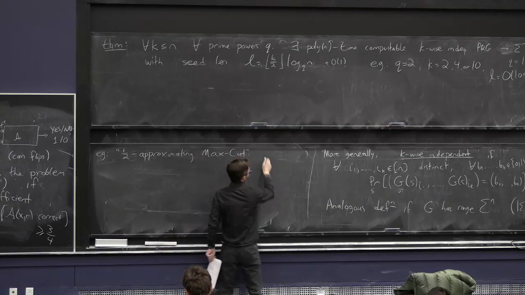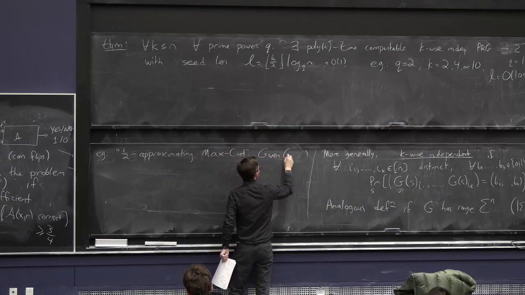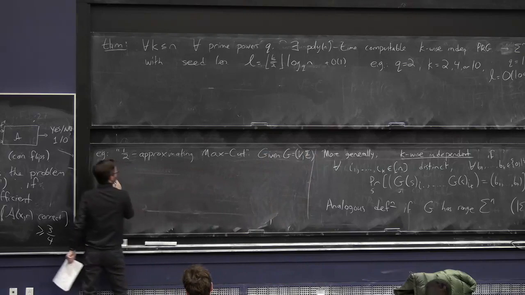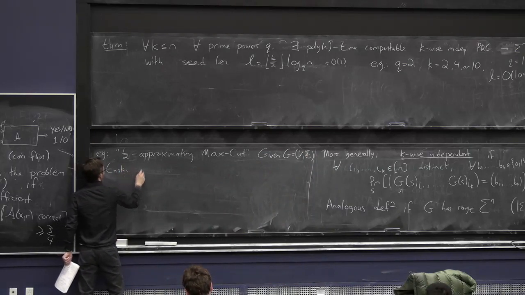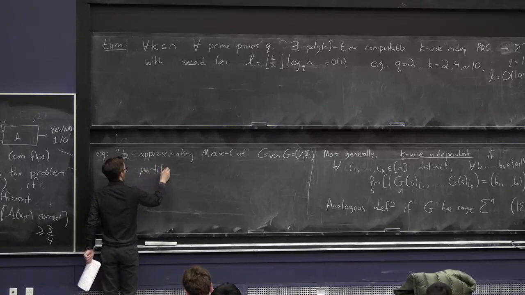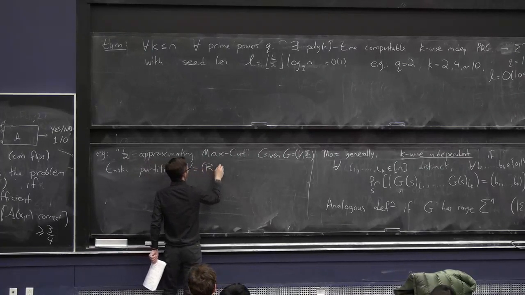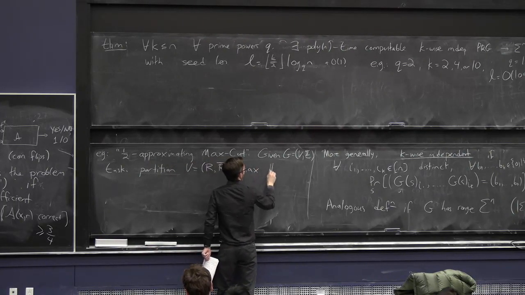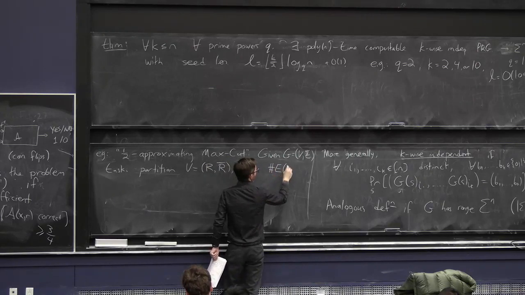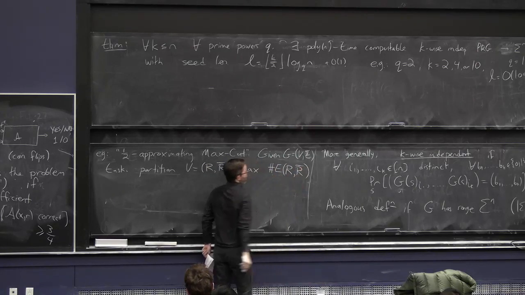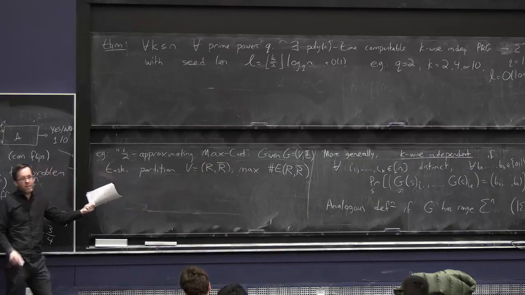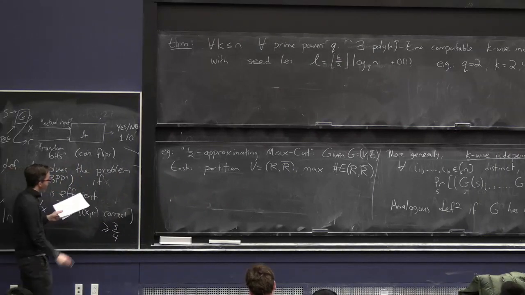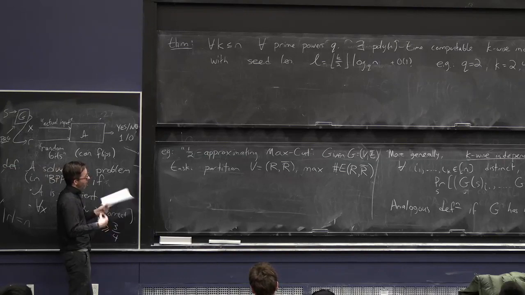Max cut is a well-known algorithms problem. You're given a graph G, with vertex set V and edge set E, and your task is to partition the vertex set into two parts, I'll call them R and R bar. What you want to do is maximize the number of cut edges, which I'll write as the number of edges from R to R bar. It's just the number of edges that have one vertex in one part and the other vertex in the other part. These are called the cut edges. It's a classic NP-hard task. Given such a graph, finding the maximum cut is NP-hard.